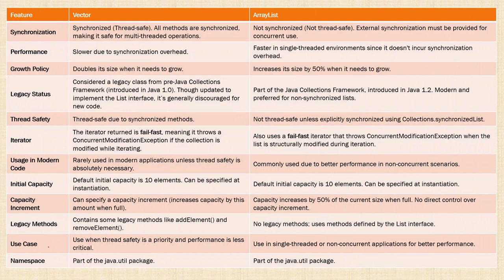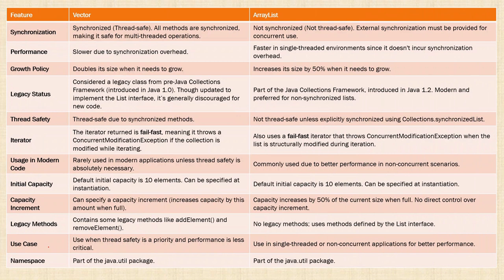You can't use ArrayList in a multi-threaded environment because it is non-synchronized. So it is better not to use ArrayList inside a multi-threaded environment. And Vector, which is synchronized, is thread safe, so we can use it inside a multi-threaded environment. All methods are synchronized, making it safe for multi-threaded performance. So Vector is slower than ArrayList.